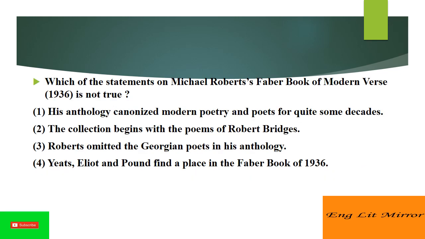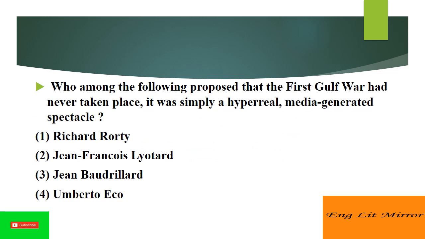Which of the statements on Michael Roberts' Faber Book of Modern Verse, published in 1936, is not true? Answer is option 2. The collection begins with the poems of Robert Bridges. Who among the following proposed that the First Gulf War had never taken place? It was simply a hyperreal, media-generated spectacle. Answer is option 3, Jean Baudrillard.